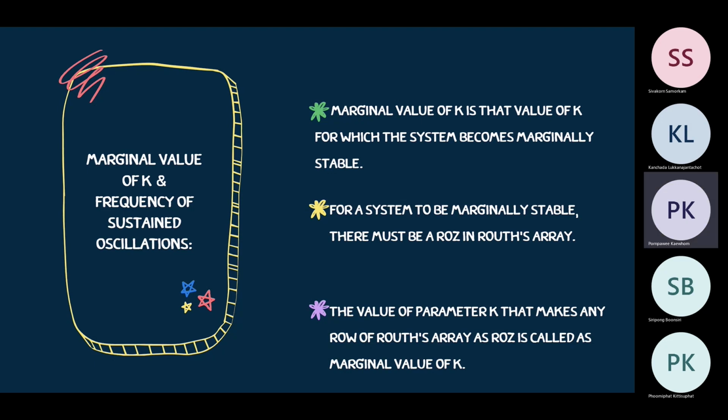And next, we are going to talk about marginal value of k and frequency of sustained oscillations. First, marginal value of k is that value of k for which the system becomes marginally stable. Second, for a system to be marginally stable, there must be a row of zeros in Routh's array. And lastly, the value of parameter k that makes any row of Routh's array a row of zeros is called the marginal value of k.